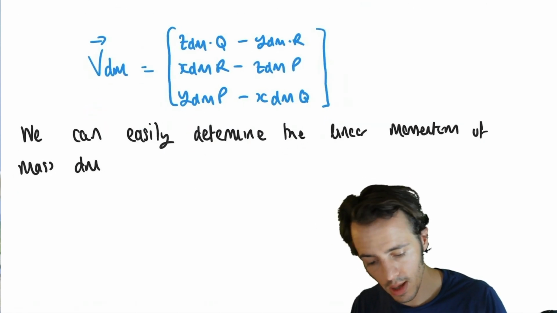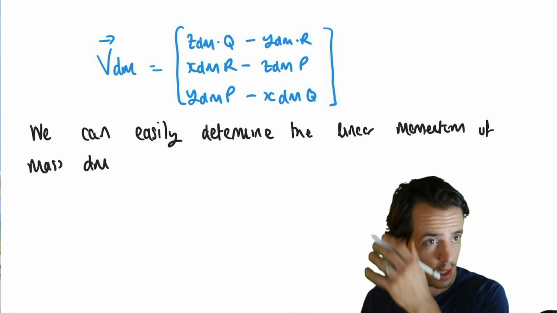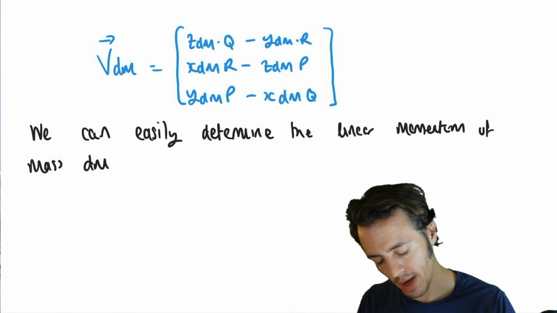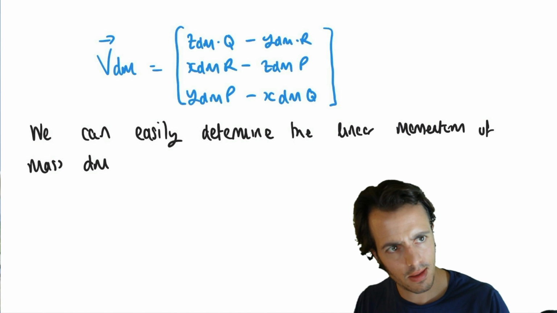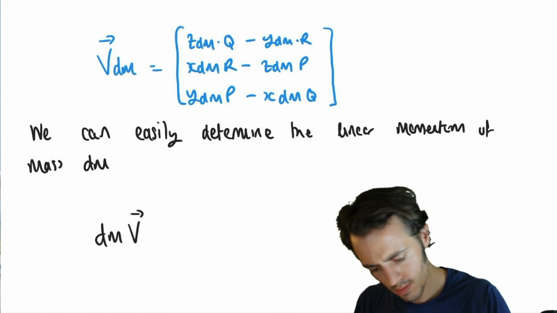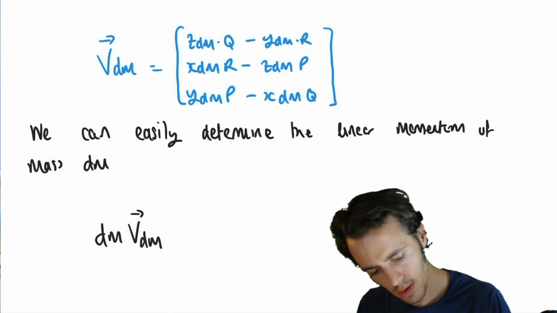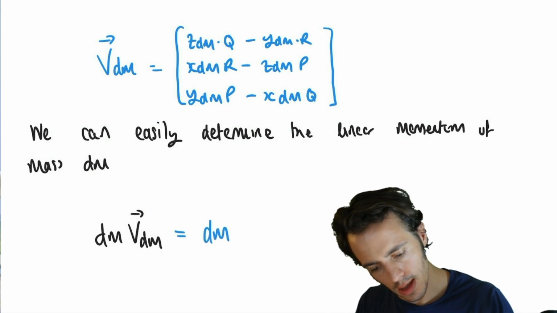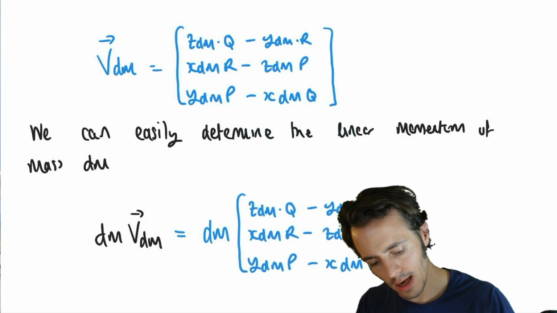Okay, so just remember, normal linear momentum, take the mass, multiply it by the velocity, that's how we get our momentum. Okay, so I'm just going to call the linear momentum dm v dm. Let's say dm, and then we can just copy all of this down there. dm is just a scalar term. I don't need to include it in the vector.